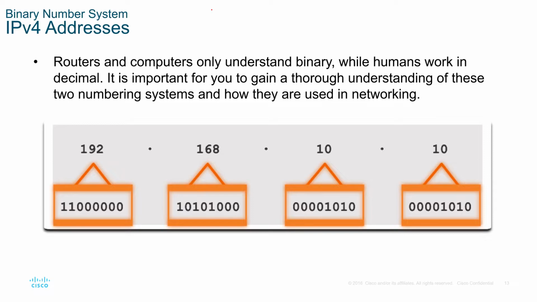You can imagine the confusion that would result if we tried to tell somebody an address by the binary, such as instead of saying 192.168.10.10, we would have to say it is 11000000101001, and so on. You can see the confusion that would result.